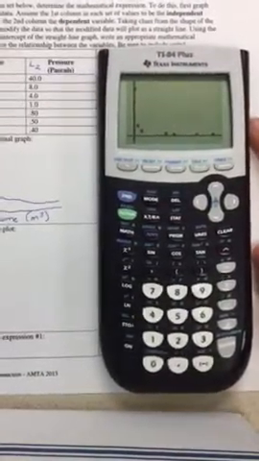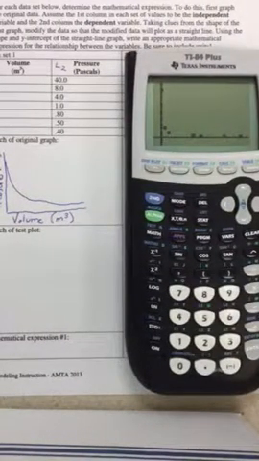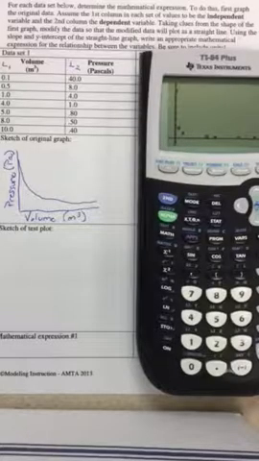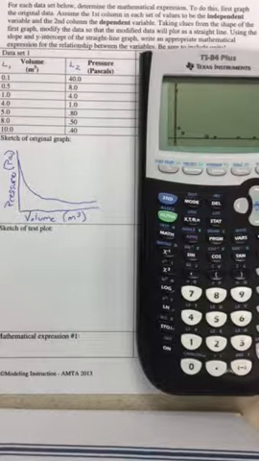So we need to modify our data, or sorry, we need to modify our graph to show the data as a straight line with a positive slope.